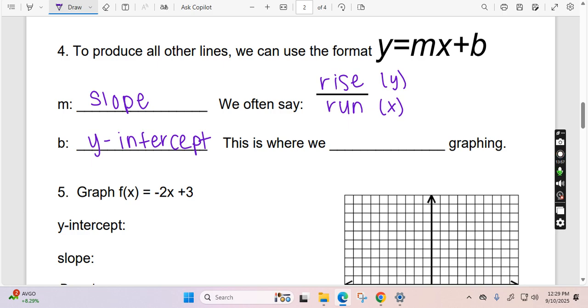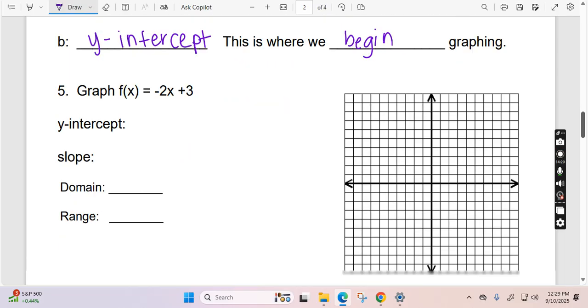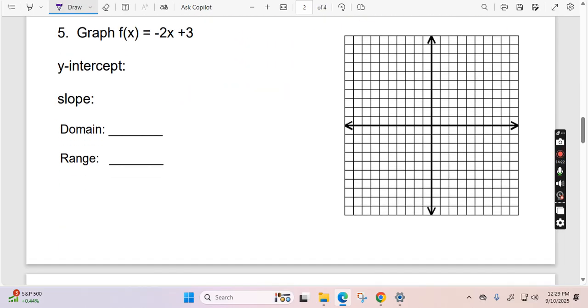Okay, so what about our y-intercept? We always look at our y-intercept first when we're looking at y equals mx plus b, right? And that's normally where we start our graph at. Okay, so that's where we begin graphing. All right, so number 5. It says graph f of x equals negative 2x plus 3. Okay, so where am I going to start?